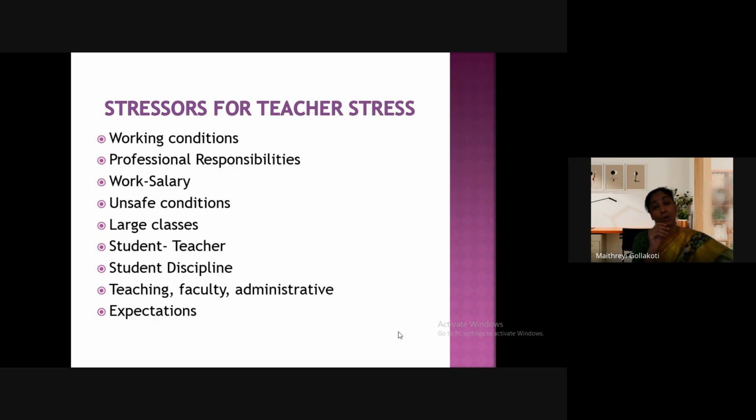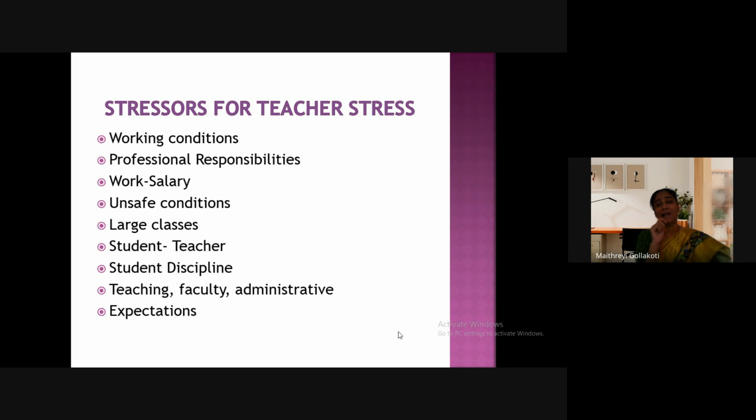Many teachers are overburdened now because they have administrative duties, academic duties, and extracurricular duties, and they are also supposed to do professional upgrading. So many things together they have to do. With this many professional responsibilities, sometimes it becomes very difficult to balance. So that is one other cause of stress for teachers.